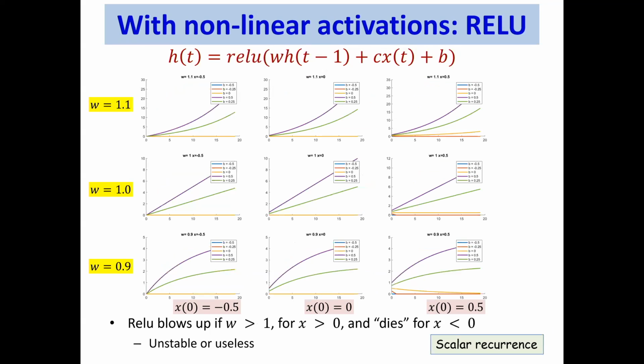If I use ReLUs, what happens? You get the same kind of behavior. If the W is greater than 1, it's going to blow up. If the W is less than 1, it's going to die. And the manner in which it blows up depends a little bit on the bias. But at the end, the place where the network ends up after T time steps, if it's blowing up, I don't care. It's blown up, right?